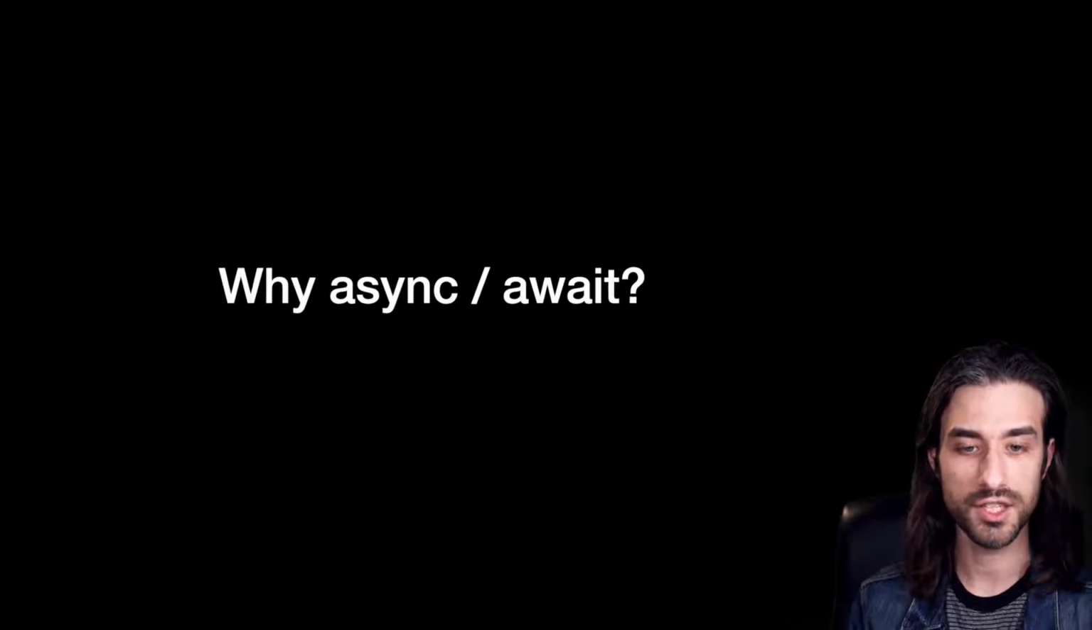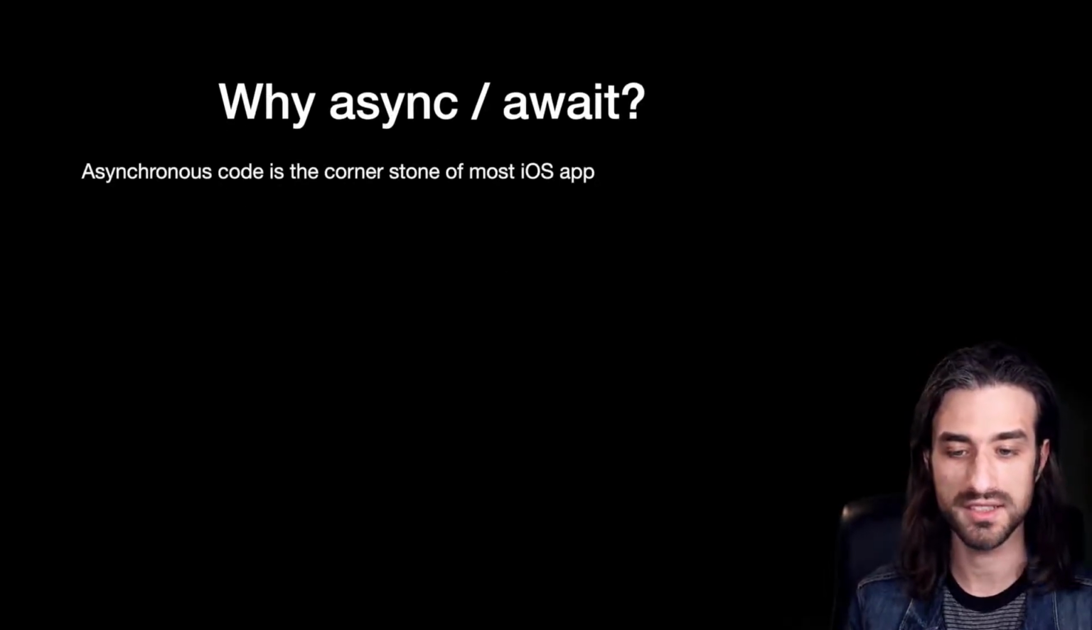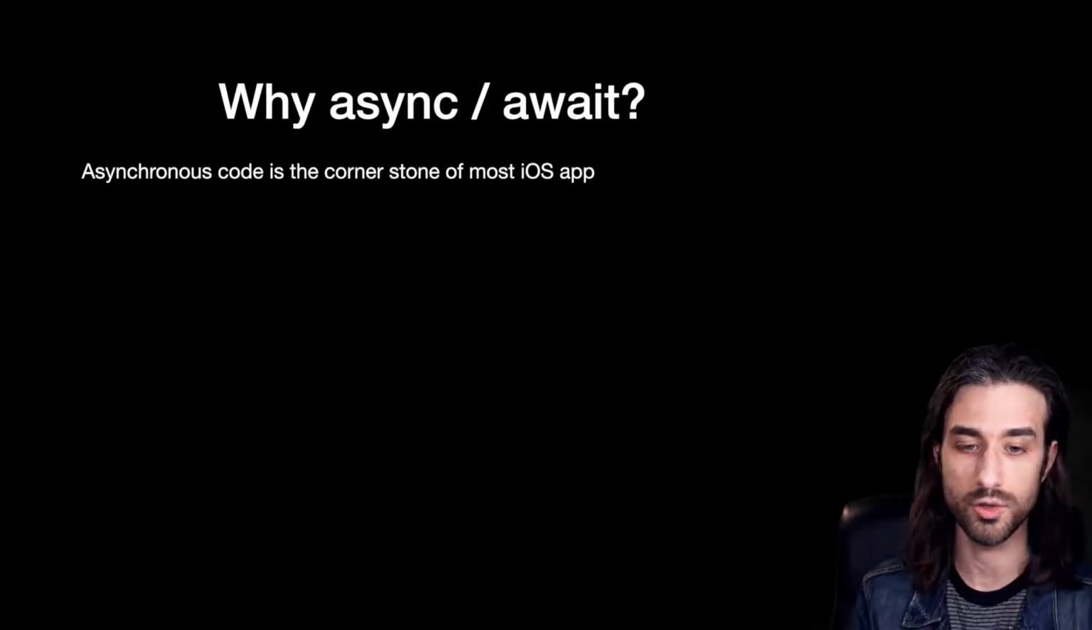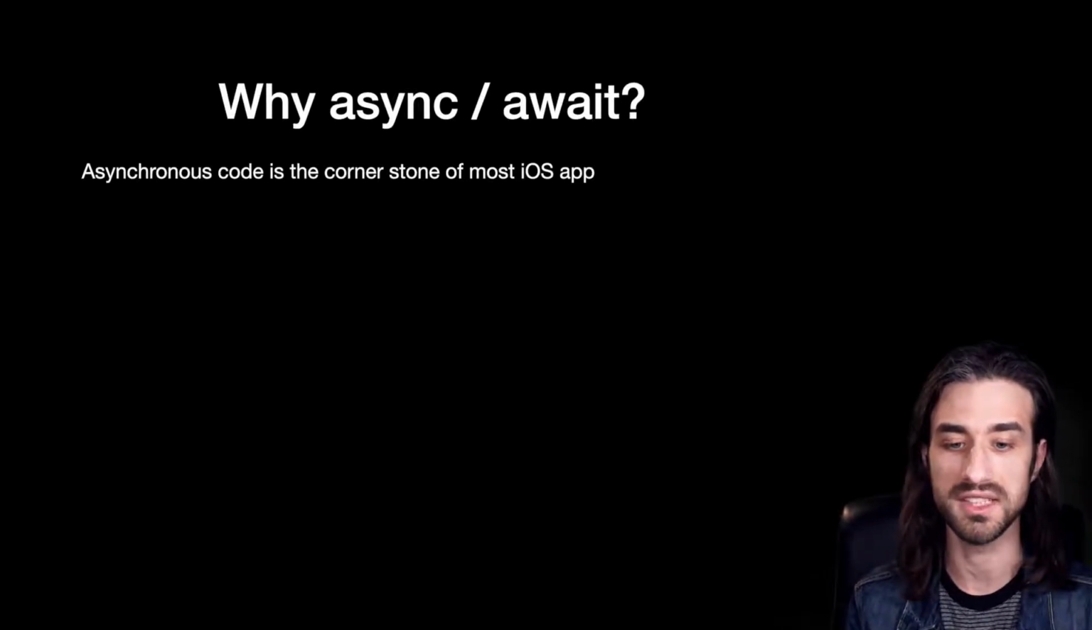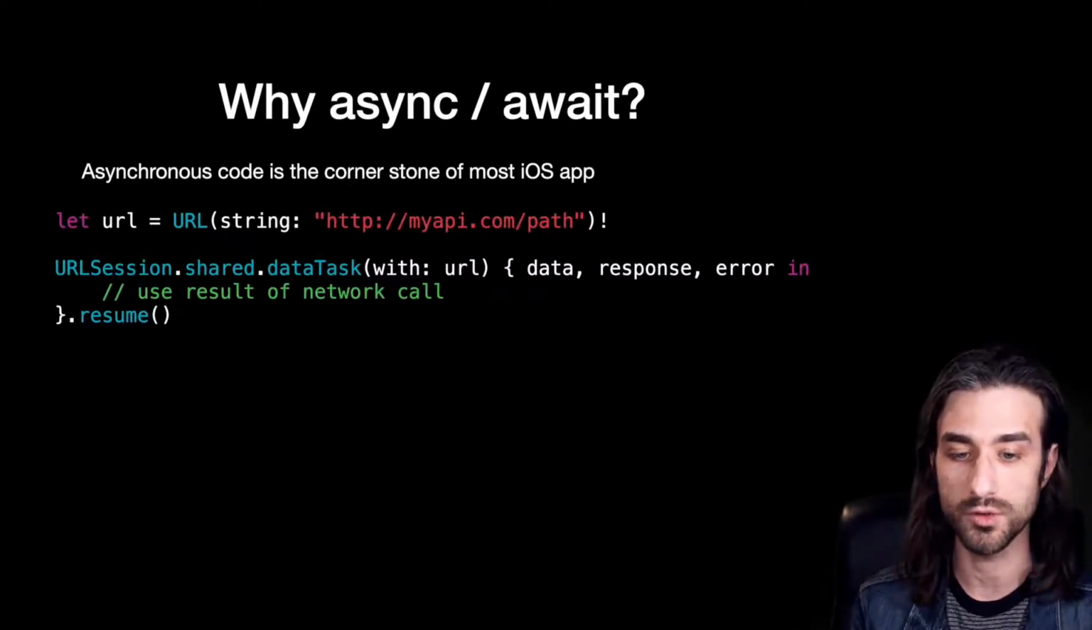So what's the motivation behind this async/await feature? Well, first we have to recognize that asynchronous code is what we could call the cornerstone of most iOS apps, because there are so many things in an iOS app that are asynchronous, and the most common use case is network calls. If you try to make a network call in an iOS app, it's going to look something like this when you use Apple's API. You're going to create a URL and then you're going to make your network call to this URL using the method dataTask of the class URLSession.